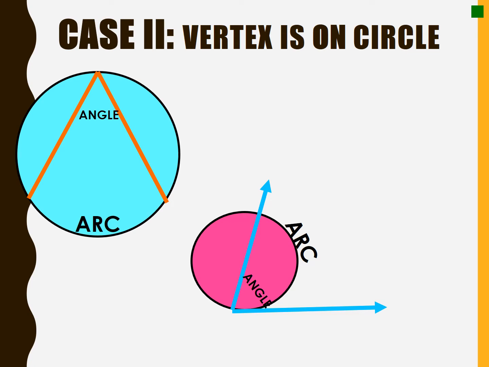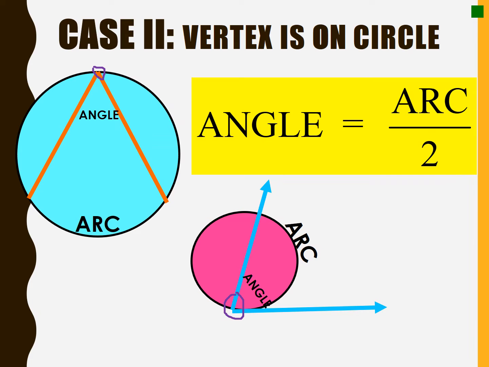Second one that we've discussed already is that the vertex is on the circle. So the corner is touching the edge of the circle, and both of these are examples. You can draw each one, you can draw both, it's up to you. This one, the angle equals the arc divided by 2. So if my arc is 100 degrees, then my angle is 100 divided by 2, which is 50 degrees.